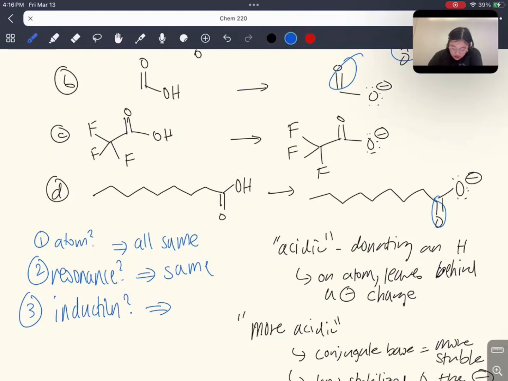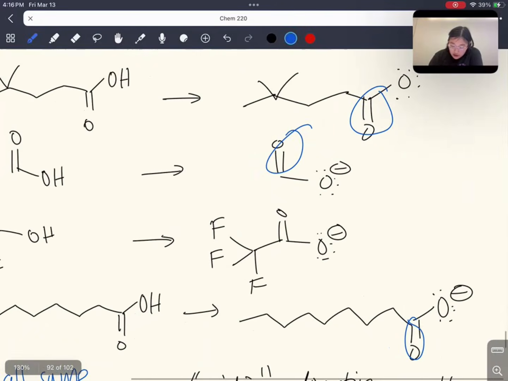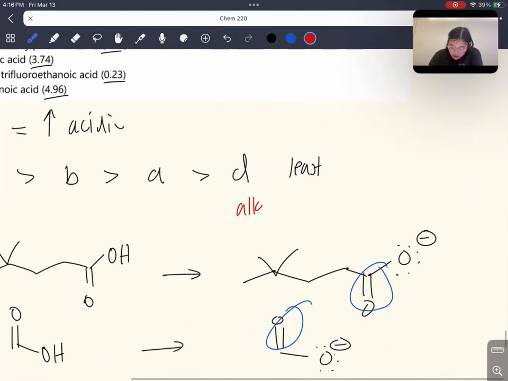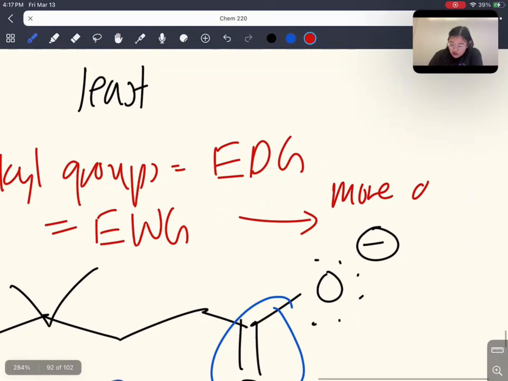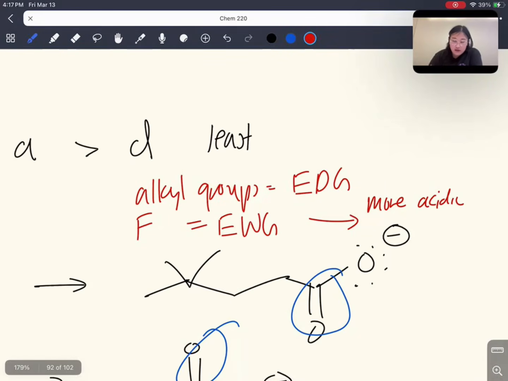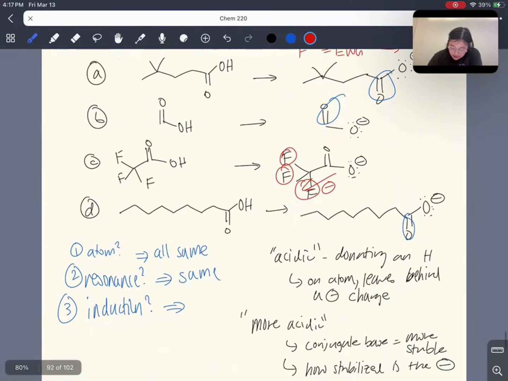And so now we look to see what else we've got going on. So we know that alkyl groups are electron donating and fluorine is an electron withdrawing group. And we know that if we have an electron withdrawing group, it'd make your molecule more acidic. An electron donating group would actually make your molecule less stable. And so in this case, in C, we have three fluorine groups, so we're able to withdraw the minus charge more. So that means C would be your most acidic.